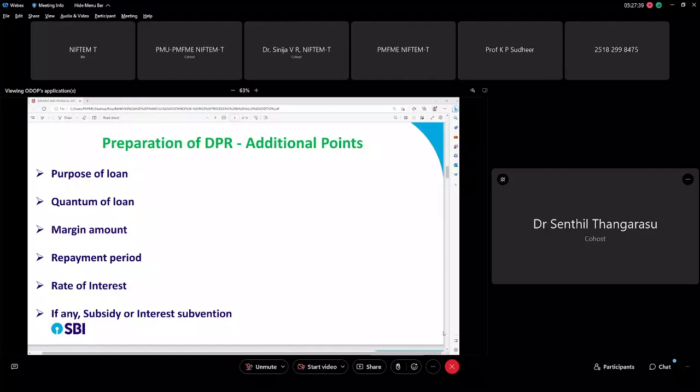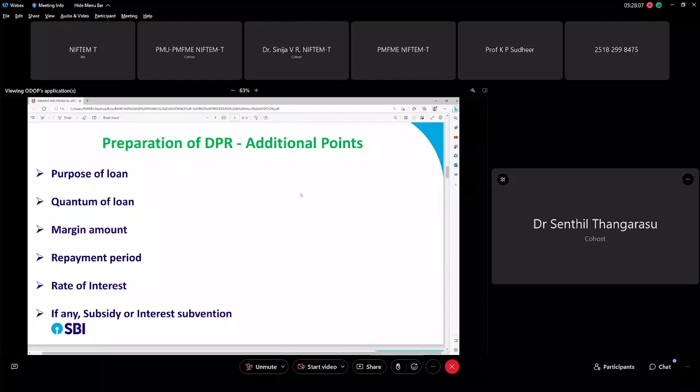Along with your soft copy or hard copy, you have to submit your detailed project report. Already I told. Then other related documents. Suppose your business plan, how you are taking the proposals, all your KYC documents, and where the land is, that land documents. You have to submit your land documents and all other approvals. These are other related papers.